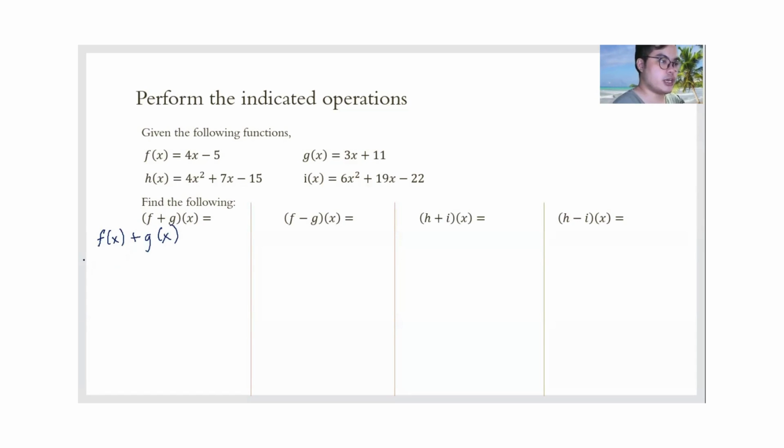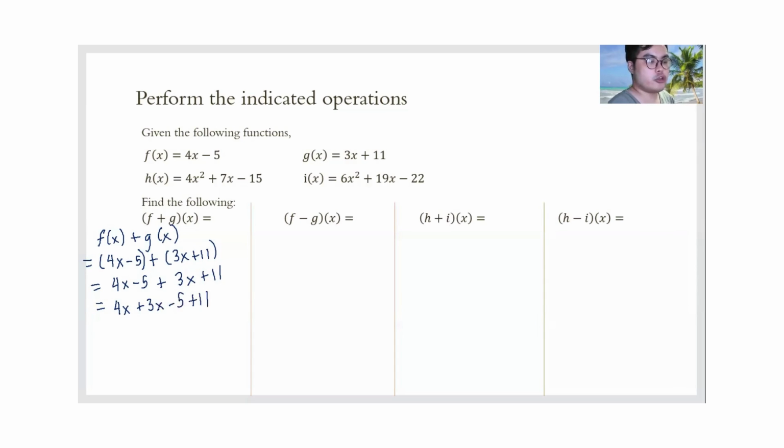So what is our f of x? This is 4x minus 5 plus 3x plus 11. What we are going to do here is retain all the signs since the operation here is addition. Then you're going to group according to terms. Now you're going to combine like terms, or similar terms. When we say 4x and 3x, these are the same term because of the variable x. So this will be 7x.